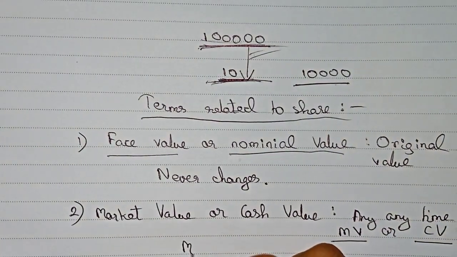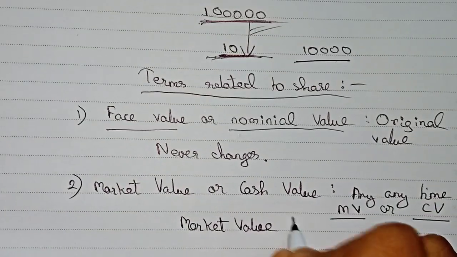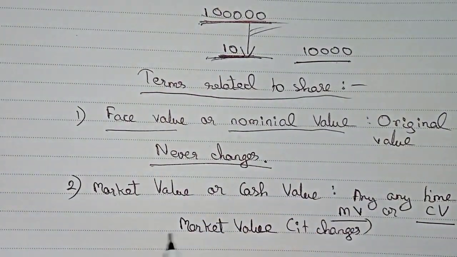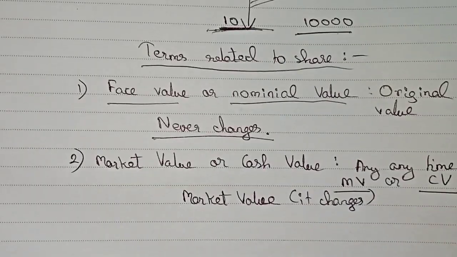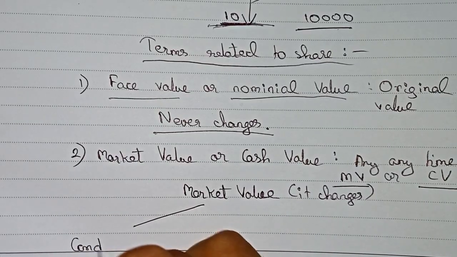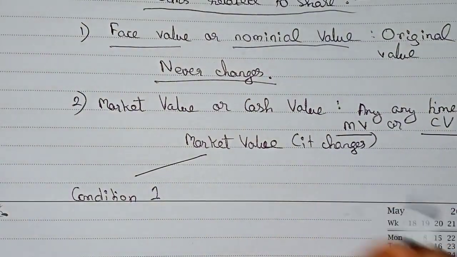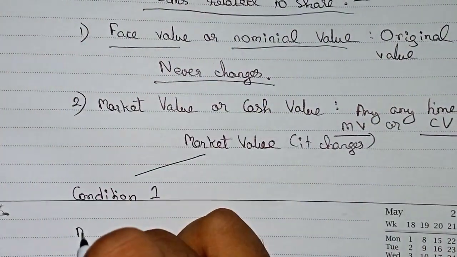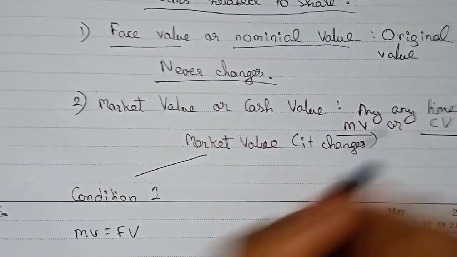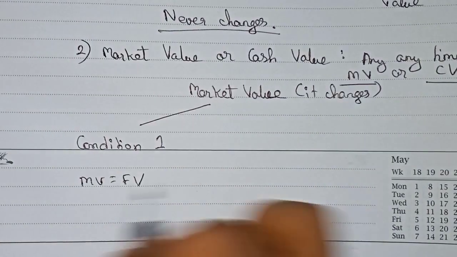So market value, it changes. Unlike the face value that never changes, the market value will change. There are three conditions when a market value will change. Condition number 1: when the market value is the same as the face value. So market value is equal to face value. This means that the price of the share in the market is the same as the company has set.